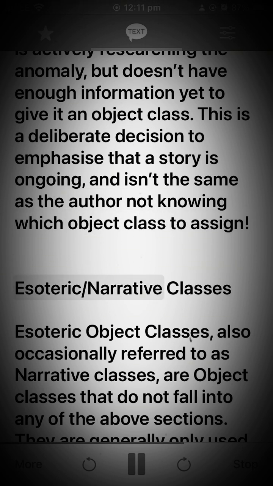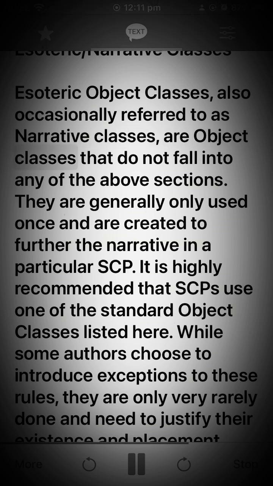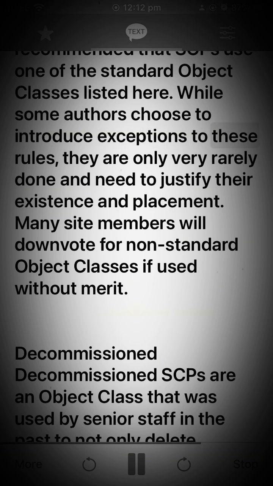Esoteric narrative classes. Esoteric object classes, also occasionally referred to as narrative classes, are object classes that do not fall into any of the above sections. They are generally only used once and are created to further the narrative in a particular SCP. It is highly recommended that SCPs use one of the standard object classes listed here. While some authors choose to introduce exceptions to these rules, they are only very rarely done and need to justify their existence and placement. Menasite members will downvote for non-standard object classes if used without merit.